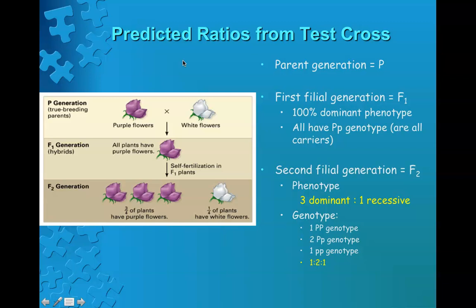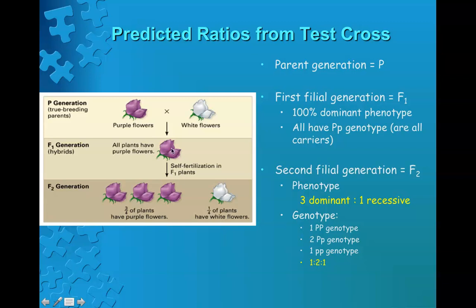So some of the predicted ratios we can look at from test crosses, assuming that they are traditional Mendelian genetics. Here I've got a parental generation that is true breeding, so homozygous dominant purple and homozygous recessive white. That F1, or first filial generation, are all going to be carriers. They're all going to be heterozygous, 100% purple. How do I prove that?